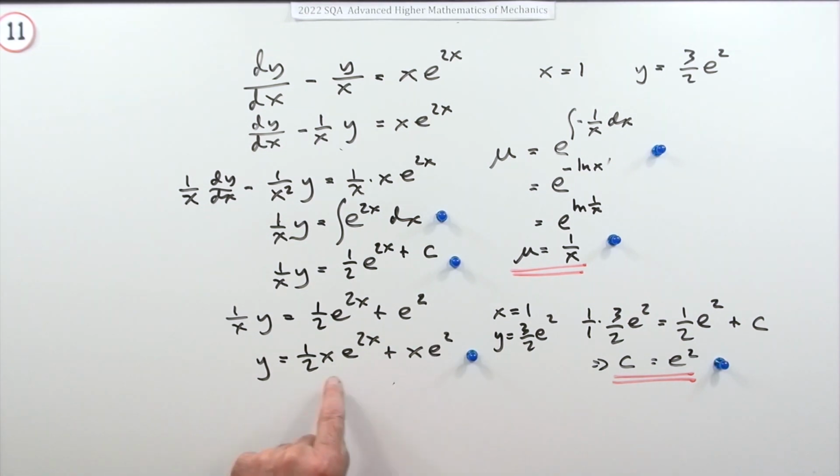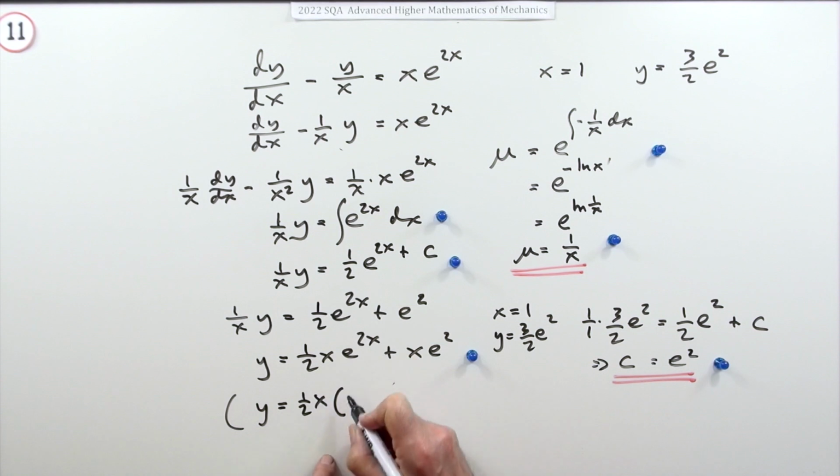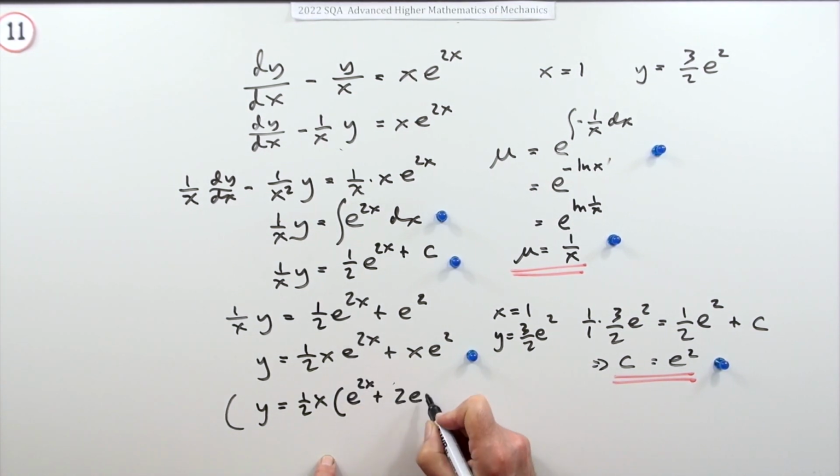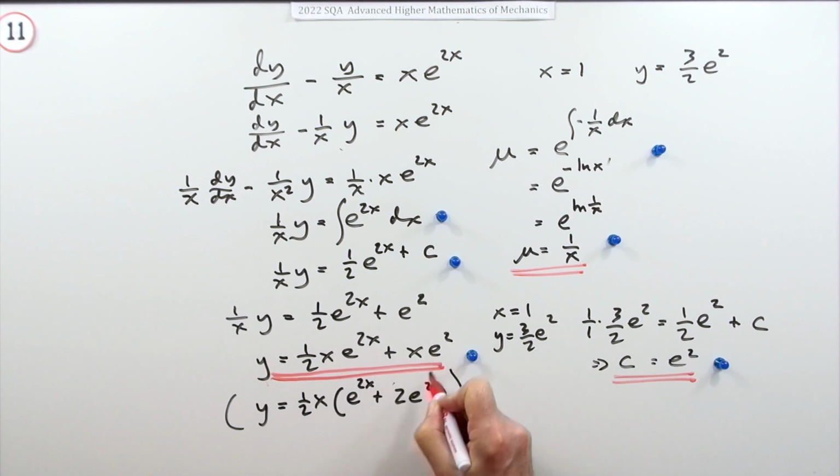I'd have been tempted to say there's a common factor of x in there. So I might have gone on and said, and I might have taken that half out at the same time. So I might have said I've got a half x times, that'll just be e to the 2x plus 2e squared. I'll just leave it like this. That's the one they wanted. So in that form, the e squared should really go in front of the x because the convention is you put the coefficient in front of the variable.